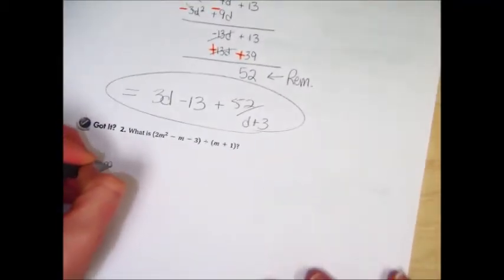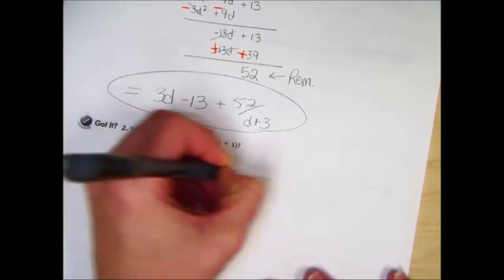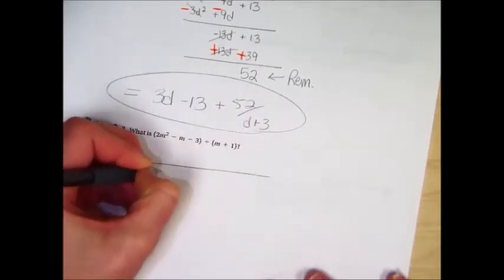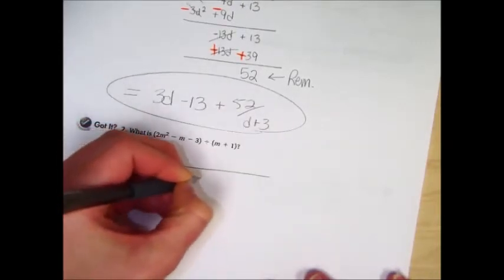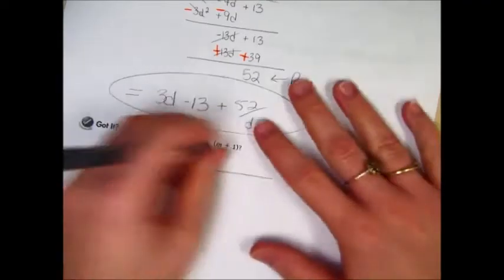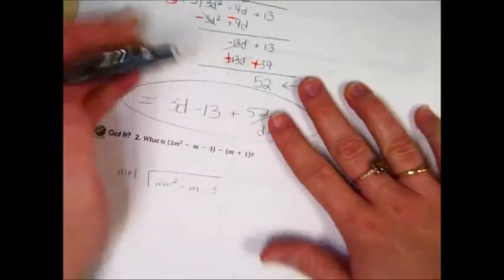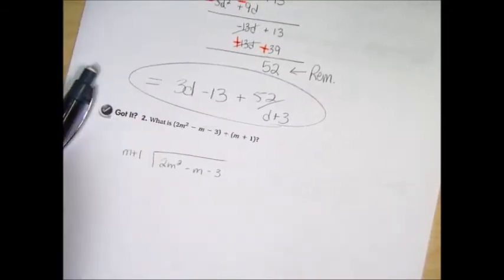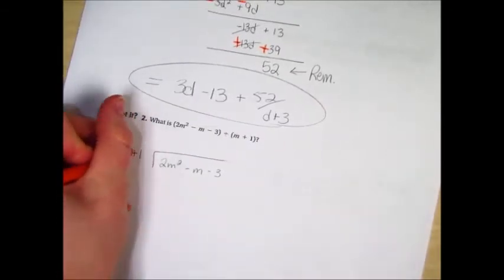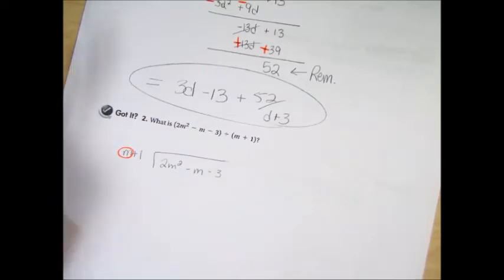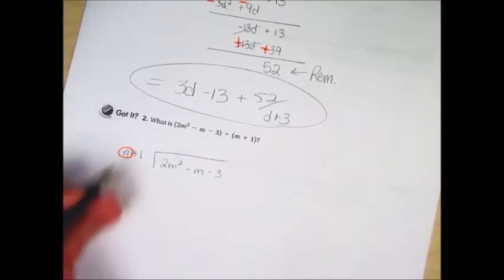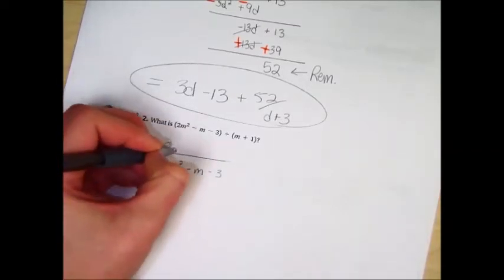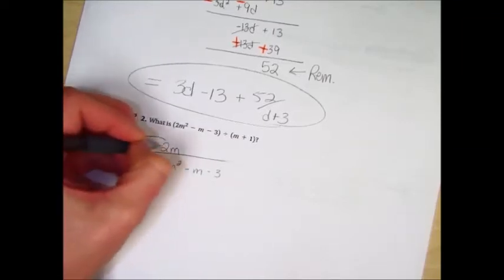Put the m plus 1 on the outside, 2m squared minus m minus 3 on the inside. Guess I didn't need to make that long. Go backwards and ask yourself, m, and this is what you focus on right here, this first one. M times what is 2m squared? What about a 2m? Now go backwards and distribute.